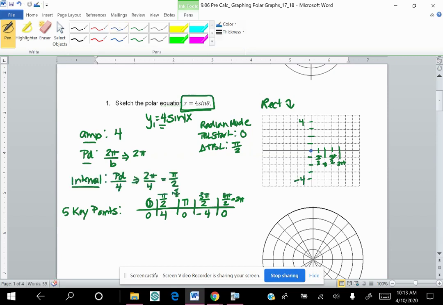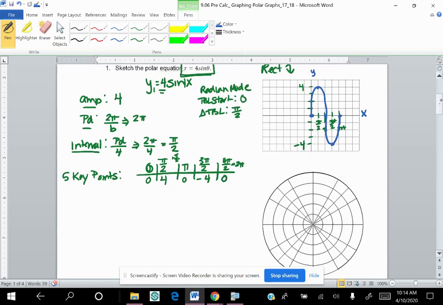All right, I'm going to change colors to graph it. So I'm at the point 0, 0. This is sine. Remember, sine always starts at the midline. So we're at 0, then we're going to go up because it's positive 4. So you go up to 4, then back to your midline, then down to your minimum, then back to your midline. Connect it with a nice smooth curve. And there's our graph.